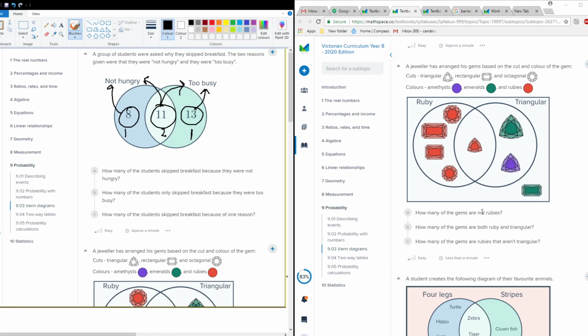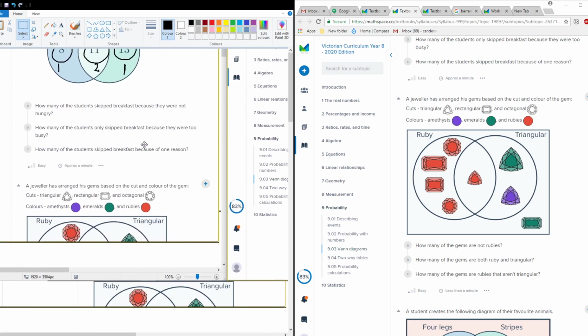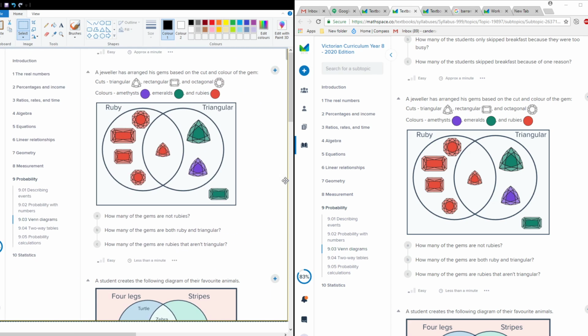Alright, so when we are going through questions, you'll see things that will be using the word not in them. So what you need to do is think about what the question's asking, and then circle something or highlight something accordingly or get rid of. So this question here asks, how many are not rubies? Well, this is the ruby circle, so we don't want them, so we can get rid of them. So how many are not rubies?